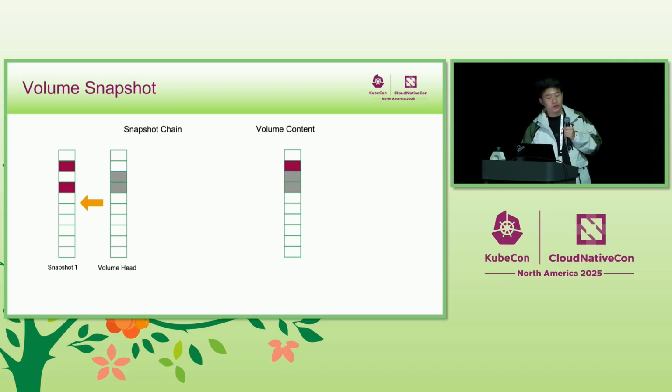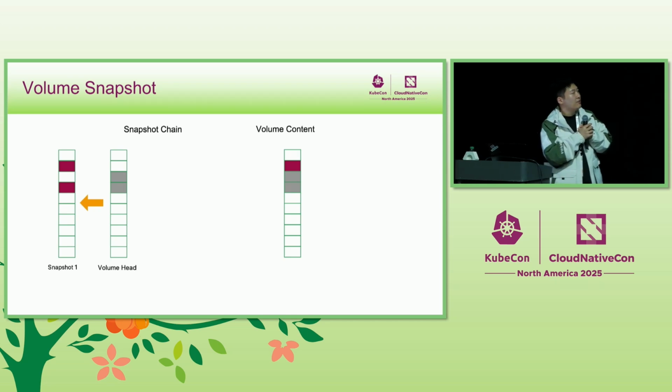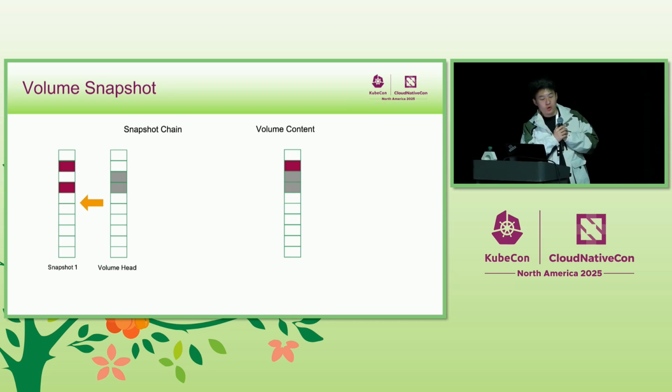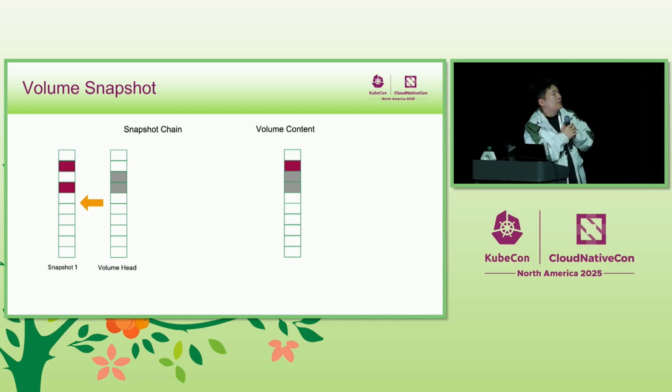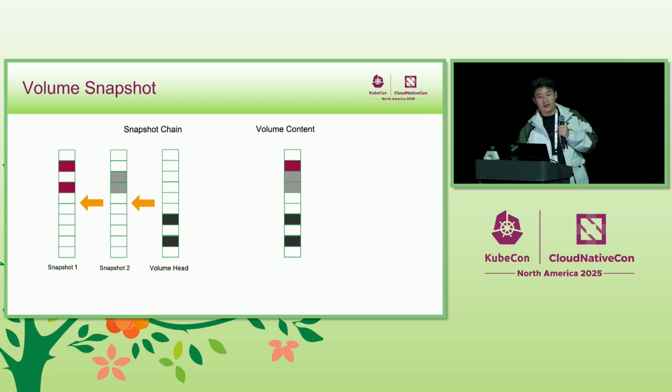And now, if the user wants to write more data, including an overlapping part, Longhorn will record everything in the new volume head file. So the overlapped data in snapshot one won't be erased or overwritten. It's like an append-only design. So later on, if something is wrong with the current volume head, users still have a chance to revert to snapshot one without any data loss. That's the basic idea, and the design of Longhorn volume snapshot is pretty straightforward.